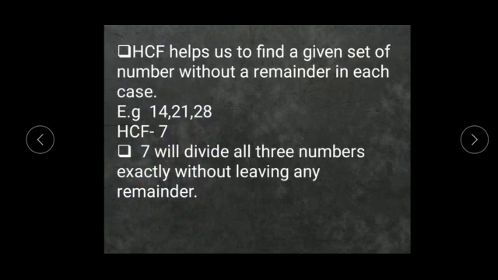Now HCF helps us to find a number that divides a given set of numbers without a remainder in each case. For example, as you see 14, 21, 28, we are supposed to find a number that can divide 14, 21 and 28 without leaving any remainder, and that should be the highest number, the greatest number. So the highest common factor of 14, 21 and 28 is 7. So 7 will divide all the three numbers exactly without leaving any remainder.